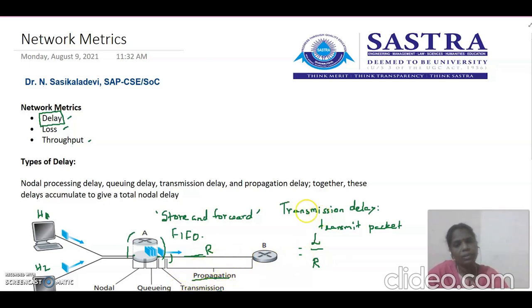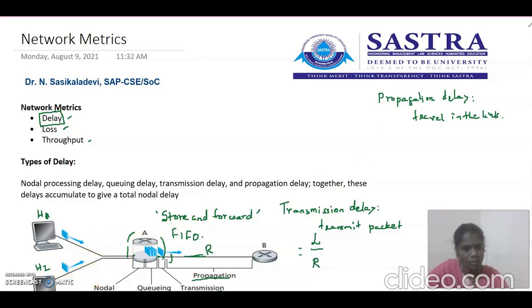Another property here is propagation delay. Propagation delay is the time taken by the packet to travel in the link. This may be a wired link or a wireless link, whatever it may be. Here the time taken by the router to inject the packet onto the link is L by R seconds.